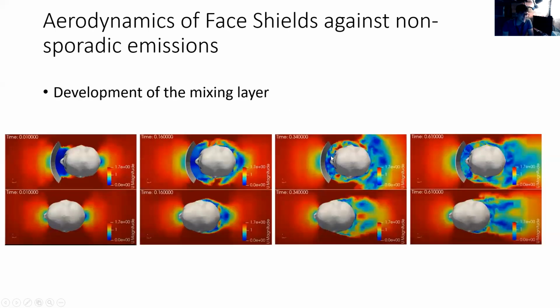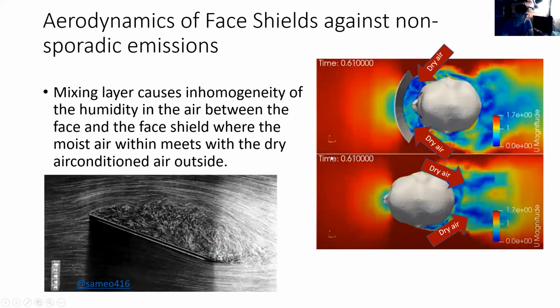So what are the implications of this? So the mixing layer actually causes inhomogeneity of the humidity between the face and the face shield, where the moist air, which is within your face, meets the dry air outside. If you take note, in air-conditioned areas, air conditioners tend to remove the moisture from the air itself. So what the air conditioners are actually emitting or blowing are dry and cold air.